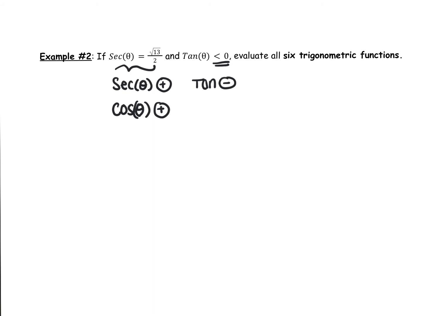So we have to do a little mini "All Students Take Calc" to figure out what quadrant we're in. So where is cosine positive? Well, cosine is positive in A and C, so here and here. And then tangent being negative would be here and here. So where's the overlap? Quadrant 4. So we have to draw a triangle that's in quadrant 4.